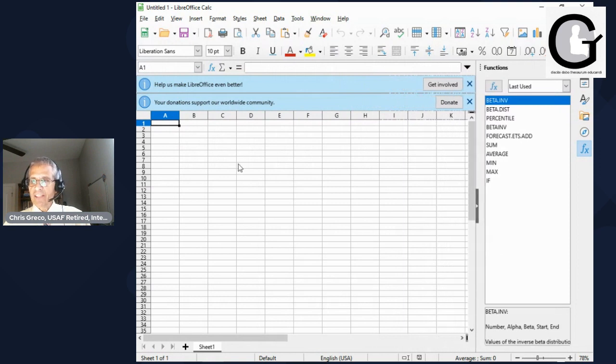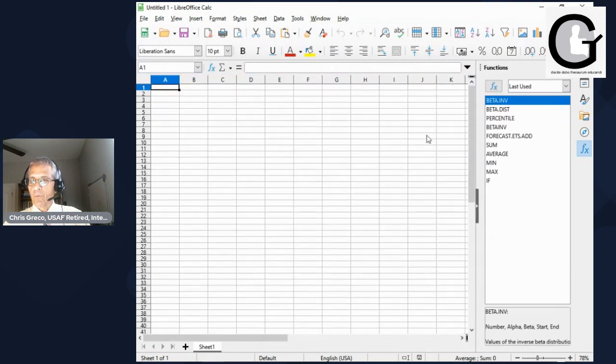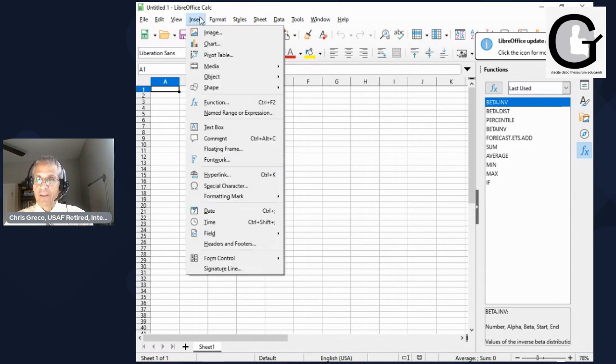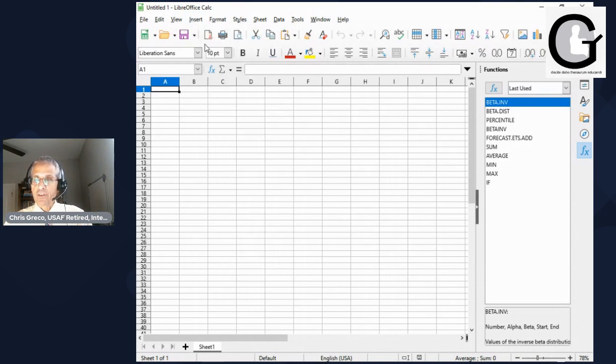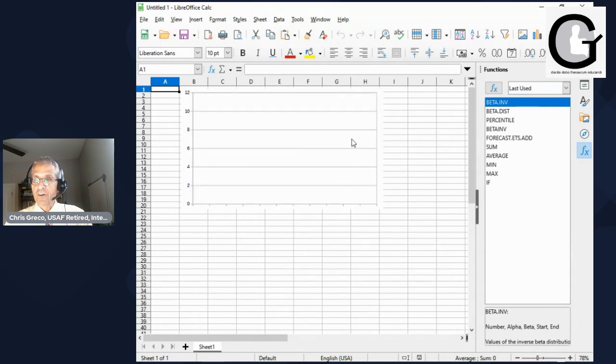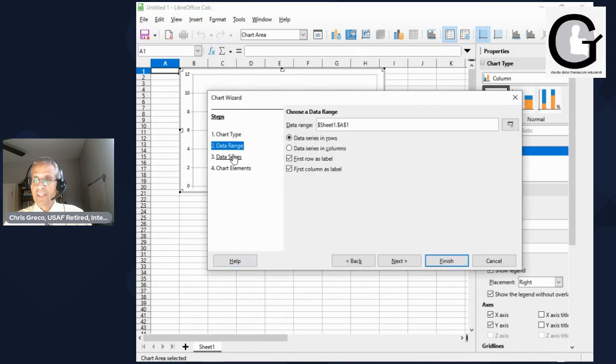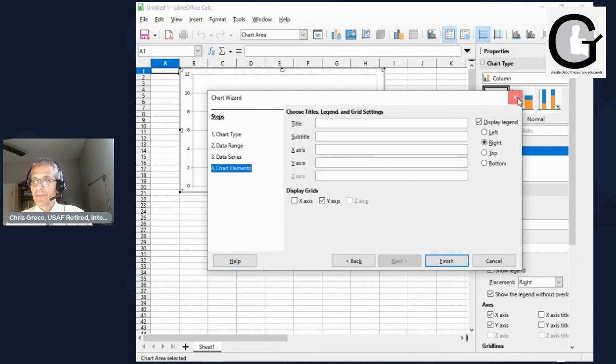And here you can do the exact same thing with LibreOffice that you can do with Excel. There are some basic format changes, but it's little bits of format changes, and this is totally free. Even the insert, you can do insert chart. It gives all kinds of different charts. You can put a different chart in there if you want. You can do a chart wizard, which has all kinds of different things: data range, data series, chart elements, all the different things that you have in there.